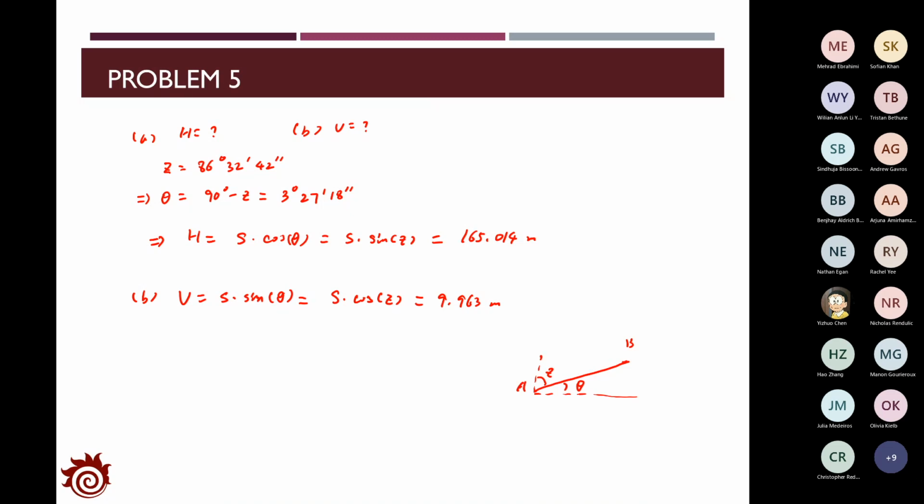So with that, you can find out the elevation of point A. That will be the elevation of B minus the vertical distance. So we know the elevation of point B is 342.17 meters, and the vertical distance is 9.963 meters. So we get the result as 332.307 meters. So that's the elevation of point A.